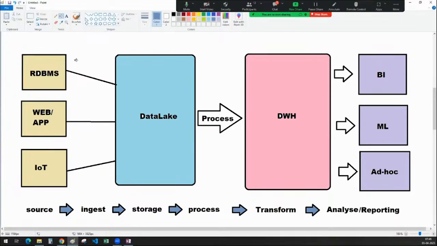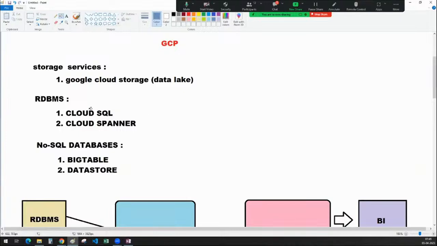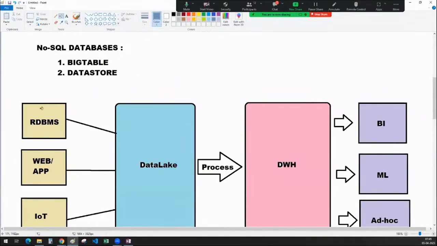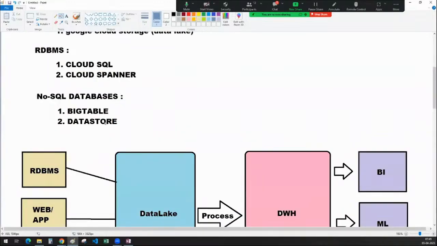But you tell me what are the RDBMS technologies that we are going to learn in our sessions? If you ask me that question, here I have mentioned RDBMS, Cloud SQL and Cloud Spanner. Sometimes it can be non-RDBMS as well, nothing but NoSQL databases. That can be Bigtable or Datastore.